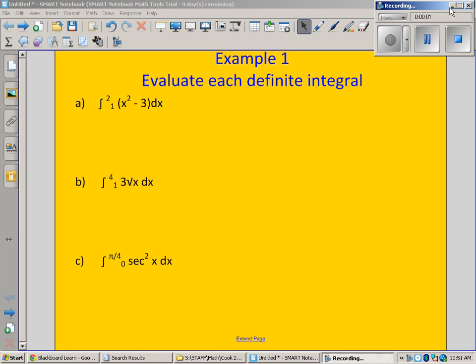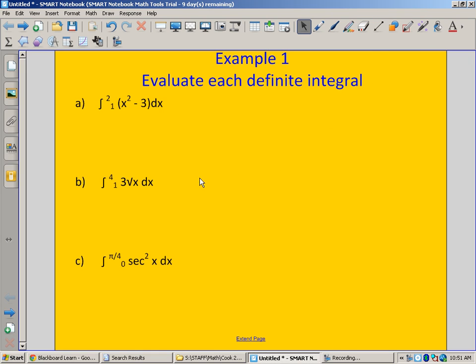Hello and welcome to section 4.4, the fundamental theorem of calculus. In this section we are going to learn the quicker way of solving these integrals without having to go through the limit definition and summation.